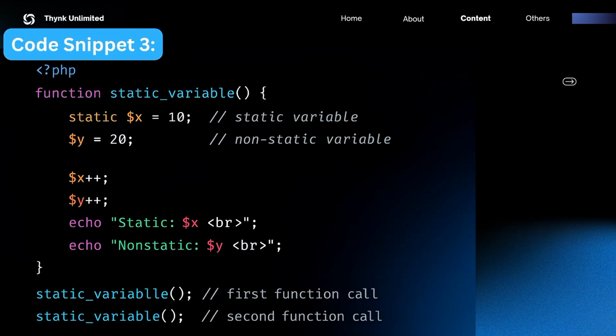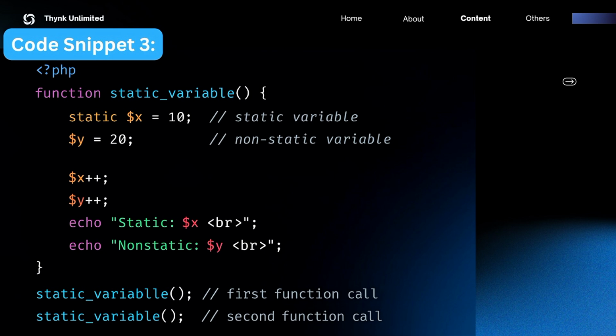Inside the function, two variables are created. The first is static $x = 10. Because it's static, PHP initializes $x to 10 only once, on the first time this function runs during the current request. After that, $x keeps its last value between calls. The second is $y = 20. This is a normal local variable, so PHP recreates it from scratch every time the function runs, and then discards it when the function ends.